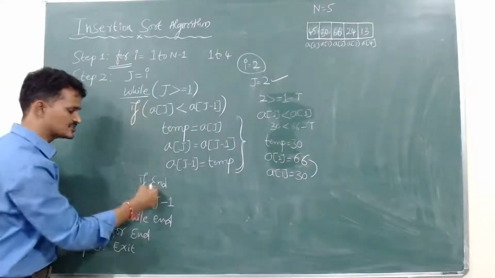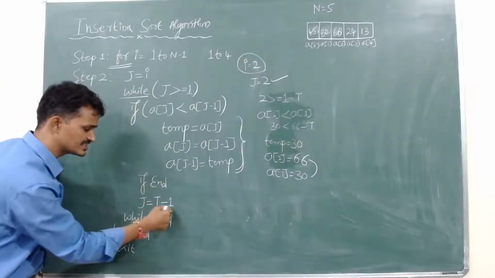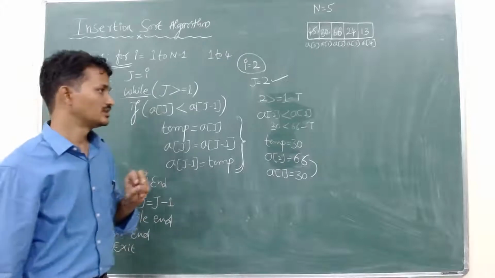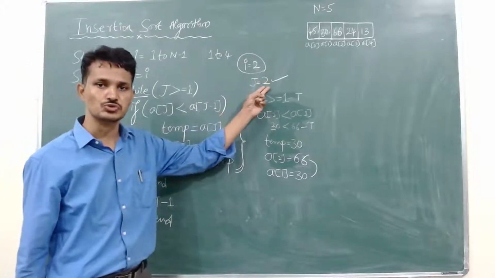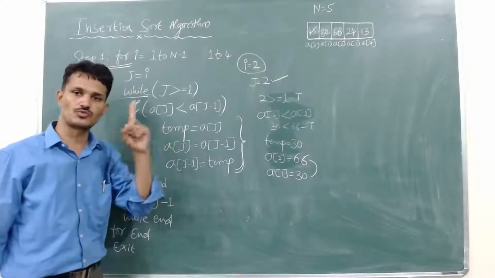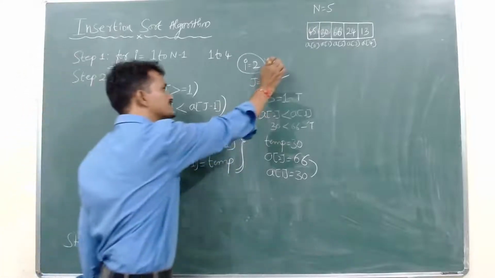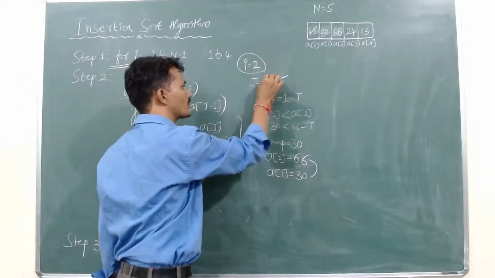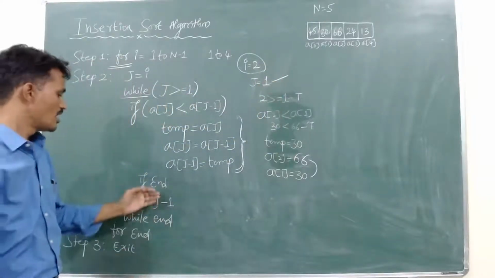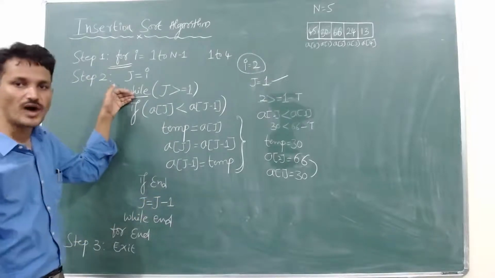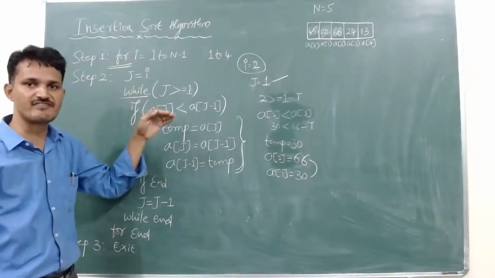Again, the if ends here. j gets decreased by 1. Last time the value of j was 2. 2 minus 1 is 1. Now 1 is assigned to j. Again it goes to the while loop to check the updated value.